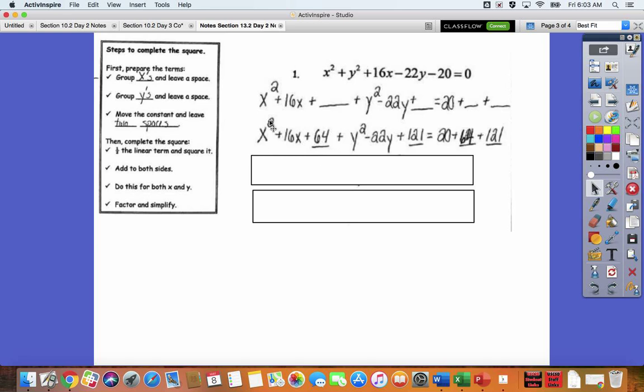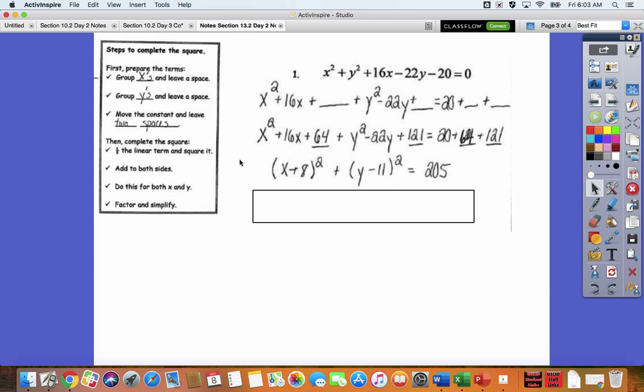Now, if you factor x squared plus 16x plus 64, you're going to get the quantity x plus 8 squared. If you factor y squared minus 22y plus 121, it will factor to be y minus 11 squared. So you can see this now looks like the equation of a circle. I'm also going to add 20 plus 64 plus 121 to simplify the right-hand side of the equation and get 205. So this is our equation of a circle in standard form.